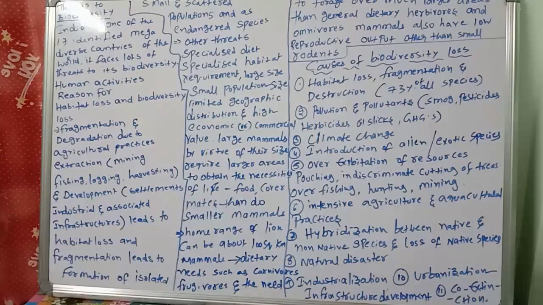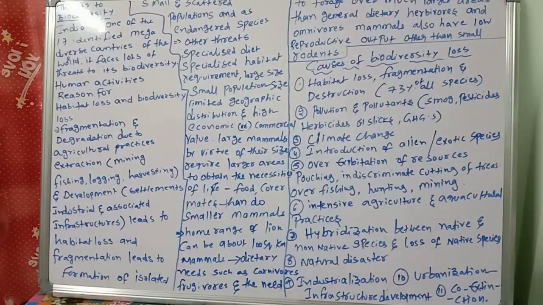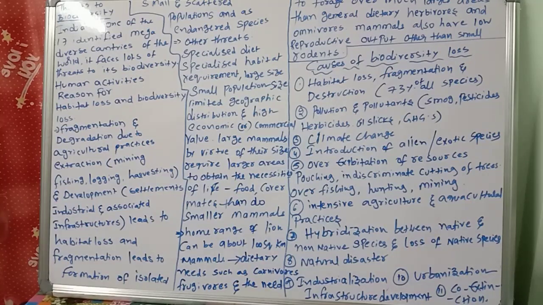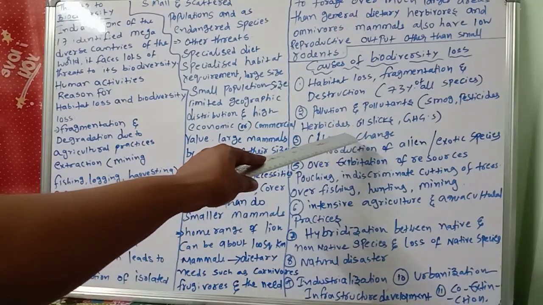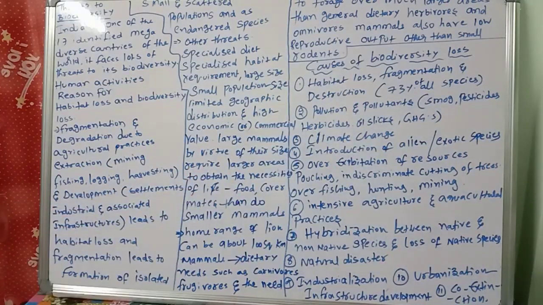Because of these climate changes, biodiversity loss is going on. What is the main reason for the biodiversity loss? Climate change. When the climate changes, there is no rain at the right time. When the climate changes, there are high temperatures in the summertime. When the climate changes, there are no seasons at the proper time. So that is affecting the biodiversity, and the loss of biodiversity is going on.